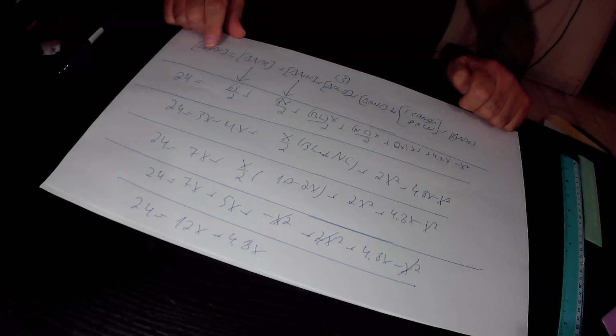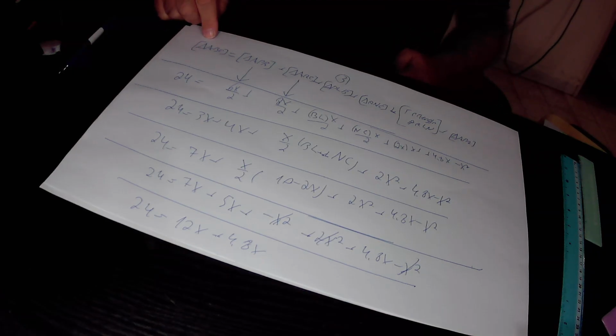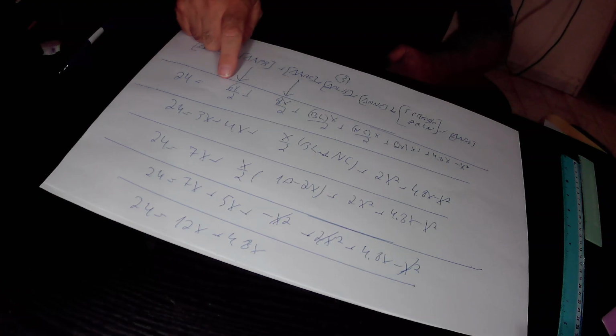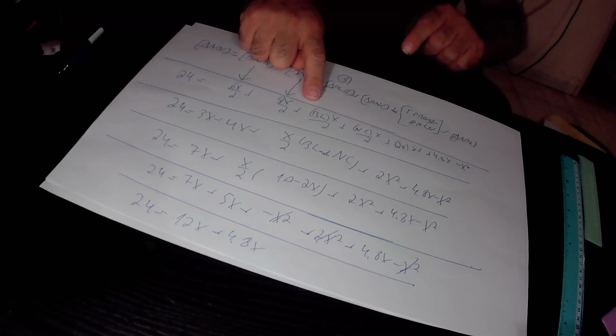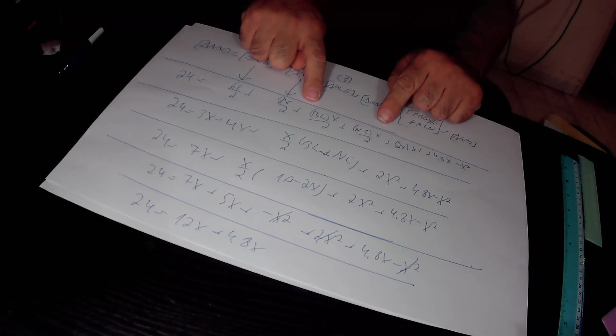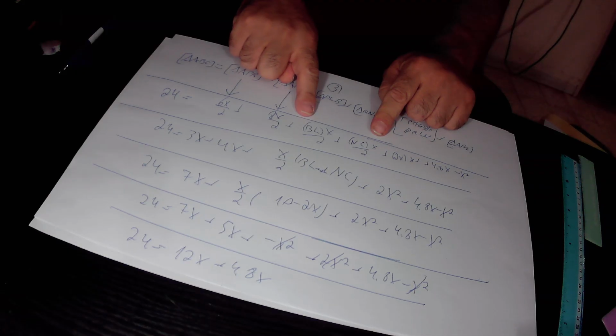So here we have 24. The triangle ABC of course equals 24. It equals 6x over 2, that is 3x, plus 8x over 2, that is 4x, plus BL over 2 times x, plus NC times x over 2. So here we took x over 2 as a common factor from those two expressions.